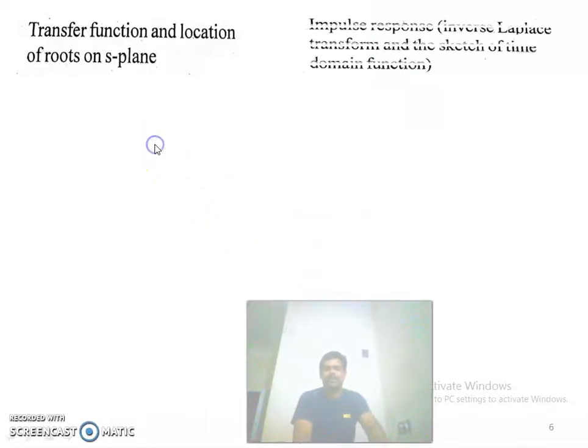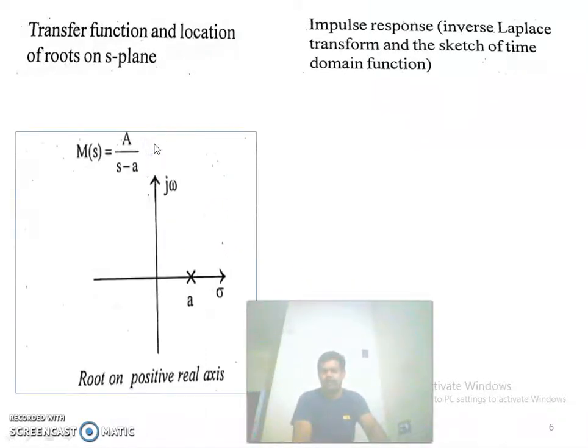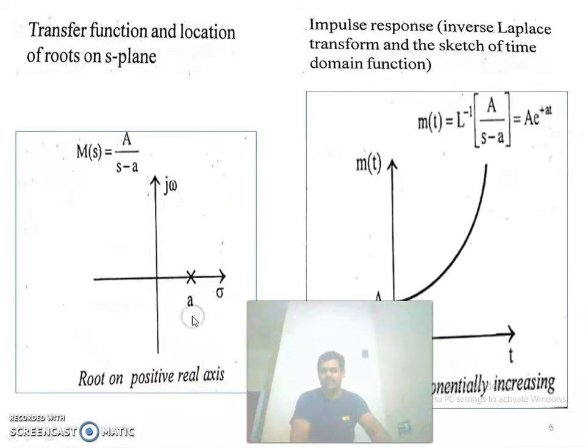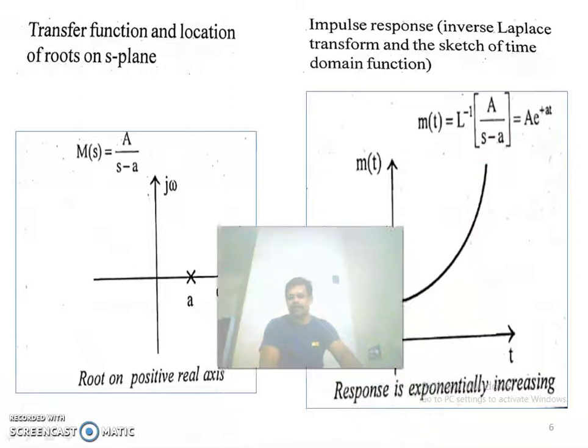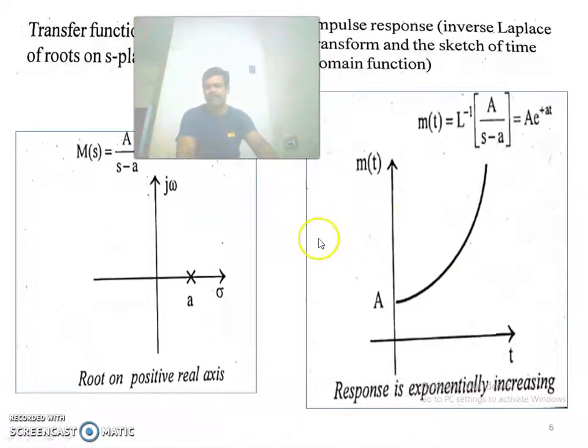Next is the transfer function M of s equal to a divided by s minus a. Here we have a pole at s equal to a, a root on the real axis. The inverse Laplace transform of a divided by s minus a: a is a constant, and the inverse Laplace transform of 1 divided by s minus a is e to the power at. So the response is exponentially increasing.